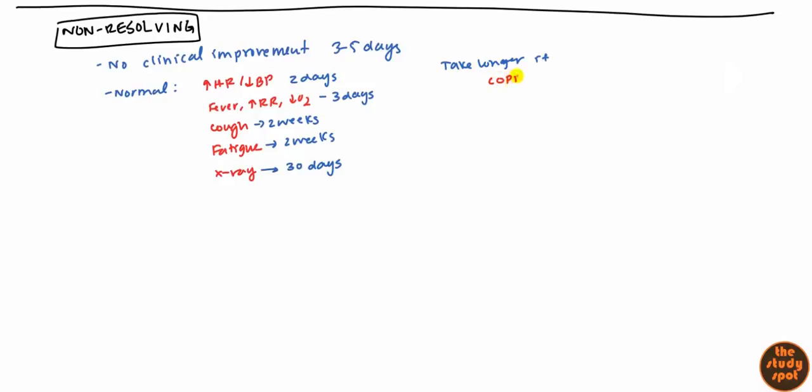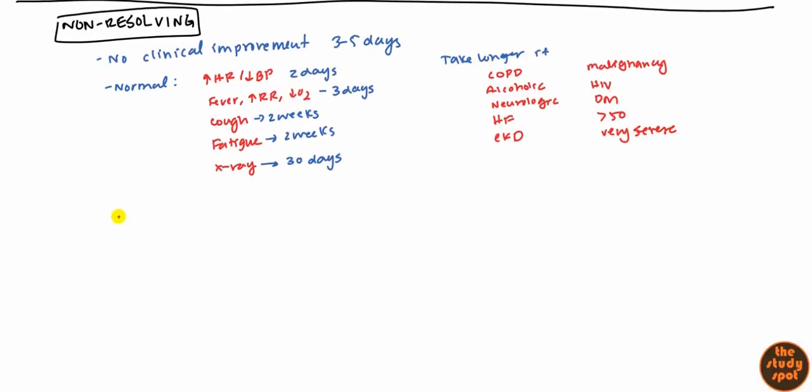So this can be conditions such as COPD, alcoholics, some type of underlying neurological condition, heart failure, chronic kidney disease, malignancies, of course HIV, and then diabetes, old age, or if it was a very particularly severe pneumonia. So these are just kind of quick things that you want to remember, and it makes sense, right? Why it would take longer with these patients.